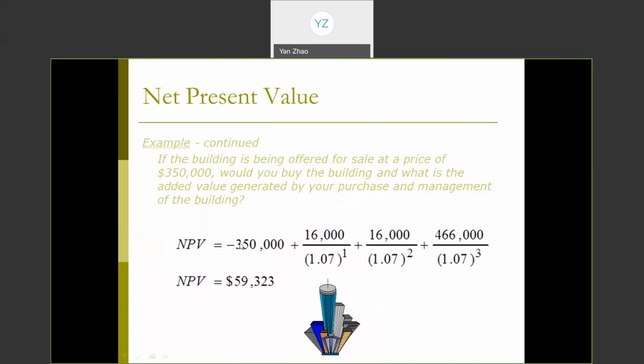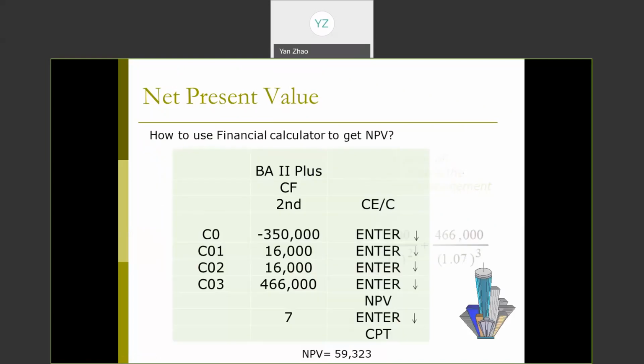That is why there is a negative sign in front of it, plus all the future cash flows discounted back: first year's rental, second year's rental, last year's rental plus the $450,000 selling price. You will have a positive net present value of $59,000, which means making this investment is profitable. Based on your personal calculation, you can make about $60,000 profit. We should accept it because the net present value is a positive number.